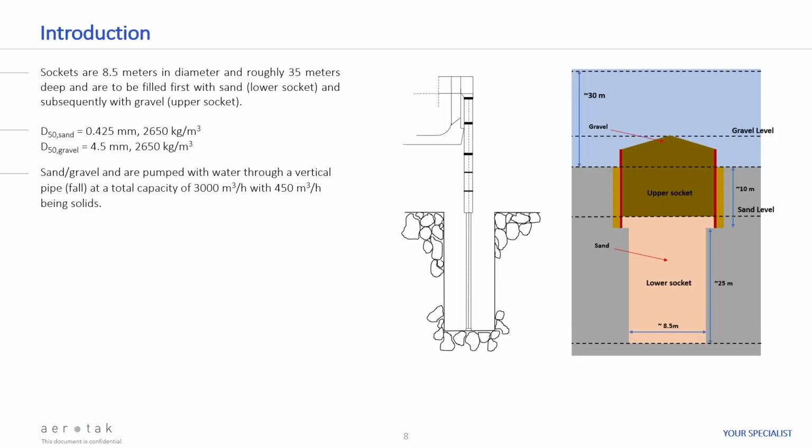It's also quite complex. Mechanically, it's expensive because you need some sort of mechanism that withdraws that, and the whole mechanical structure of the pipe also becomes quite tricky to handle. The socket that we're looking at is divided into two parts. There's a lower socket, which is 8.5 meters in diameter. It's about 25 meters tall, and that you fill up with sand.